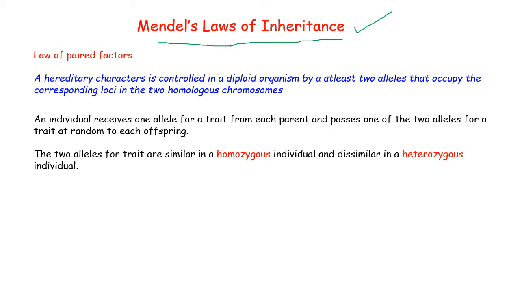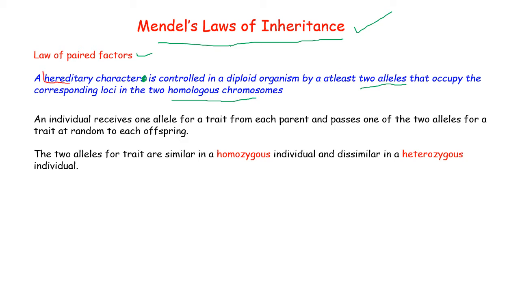Now, to understand the law of segregation and independent assortment, we also need to understand the law of paired factors and the law of dominance. First, we'll look at the law of paired factors. The law of paired factors states that a hereditary character is controlled in a diploid organism by at least two alleles that occupy the corresponding loci in the two homologous chromosomes. Three important terms have been used in this statement. We need to know all these three terms.